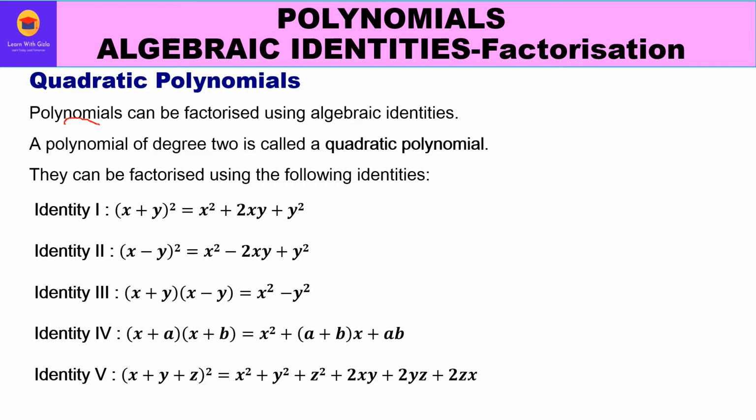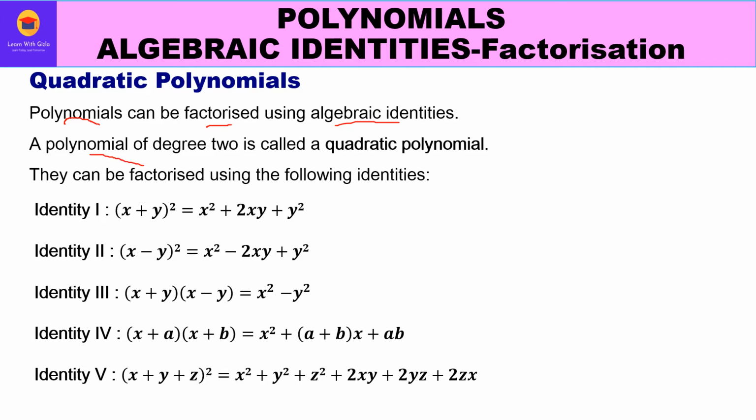Now polynomials can be factorized using algebraic identities. Now what are algebraic identities? That I have already explained in the previous video. You can check out the link in the description box. Basically, algebraic identities are statements of equality which hold true for all the values of the variables which occur in that algebraic equation, right? They hold true for all the values. Whatever value you put for any variable, it will come true. That means the left hand side will be equal to right hand side.